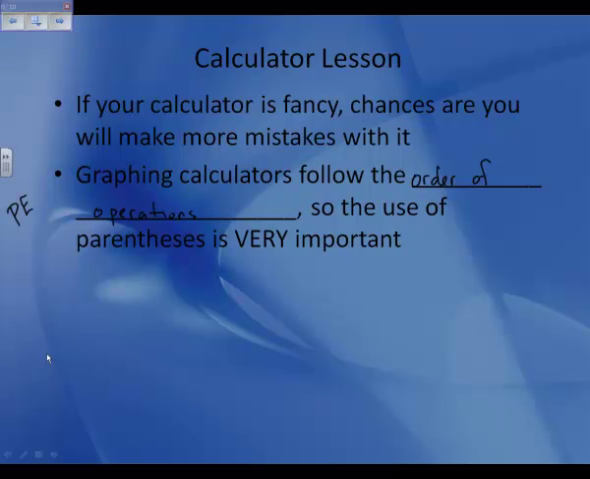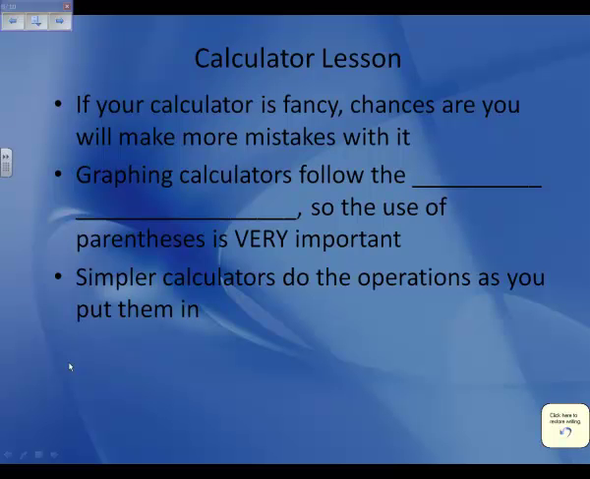So if you don't put your parentheses in the right place, it might do an operation you didn't mean for it to do. A simple calculator, like one without trigonometry functions on it, is just going to do the operations as you put them in from left to right.